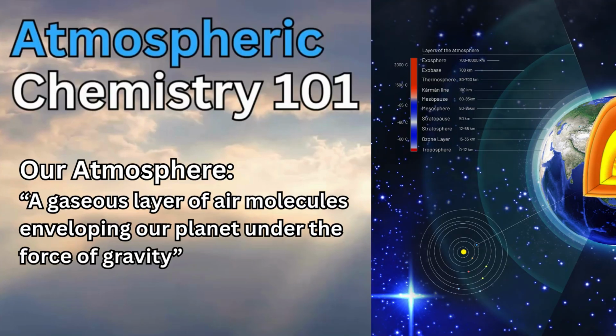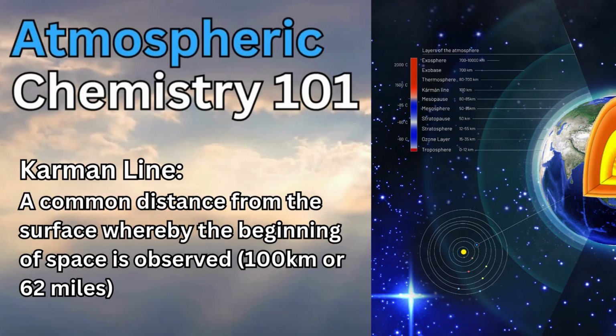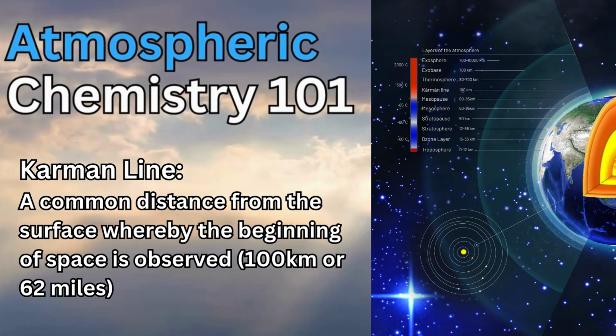Our atmosphere is a thin gaseous layer held in place around the outside of the Earth's surface through gravitational forces, and it extends up to about 100 kilometers or 60 miles up into the atmosphere, which is called the Kármán line, which is the unofficial start of space. So this really thin layer of air molecules between the surface of the Earth and space is divided into four main layers.